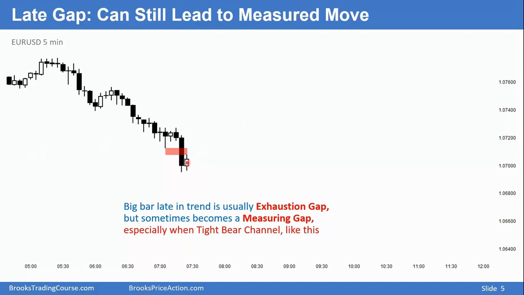At the moment, we have another potential gap, the high of this pullback bar and the low of this breakout point. It could lead to a measured move down. Again, whenever a channel is extremely tight and the pullbacks are small and brief, even if you get an exhaustive bar like this, it's still more likely to lead to a measured move down than it is to lead to a reversal. You have to be looking to sell.